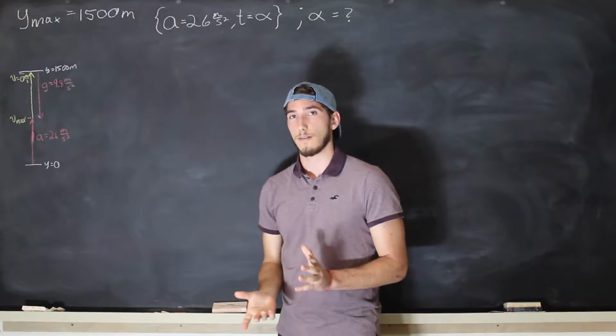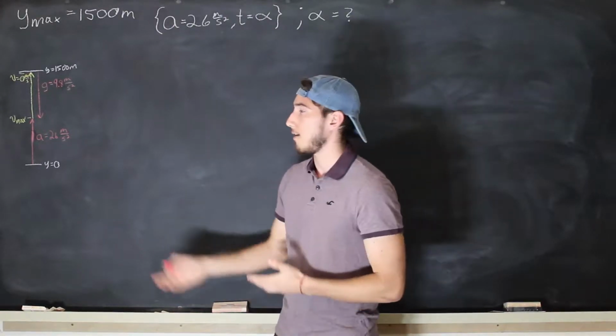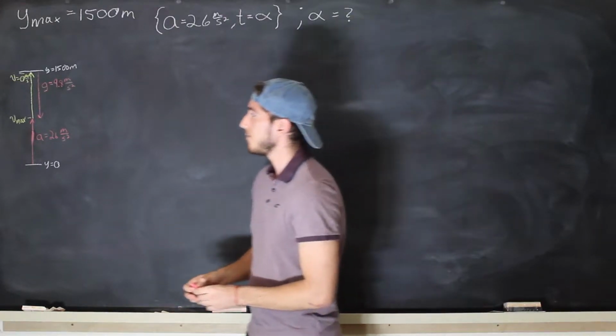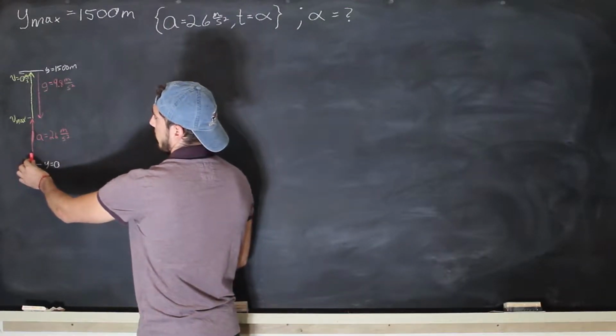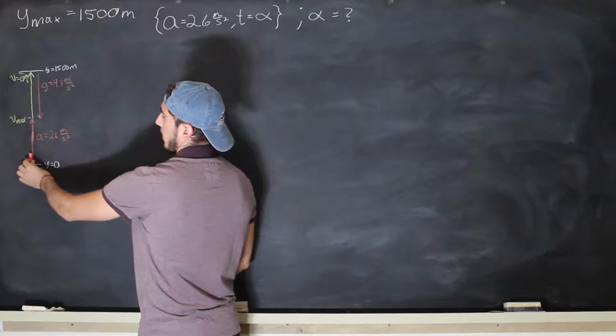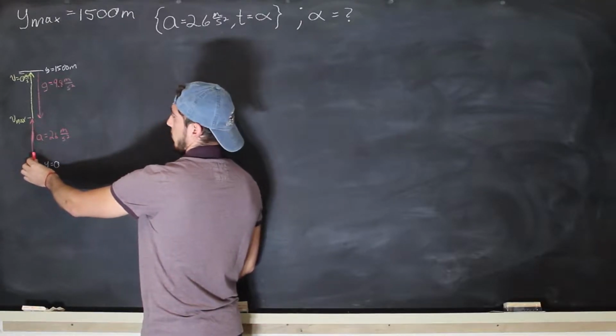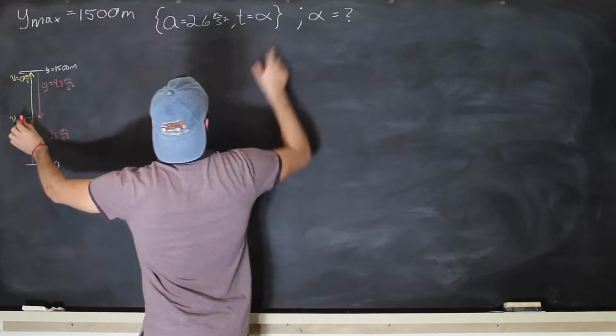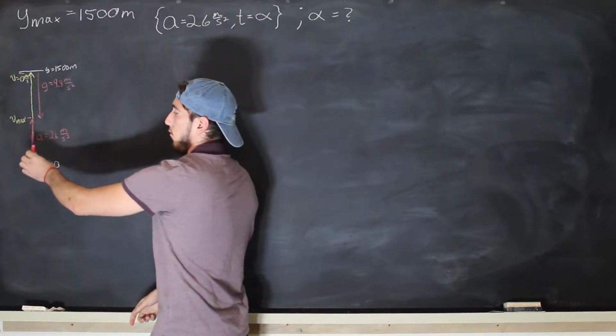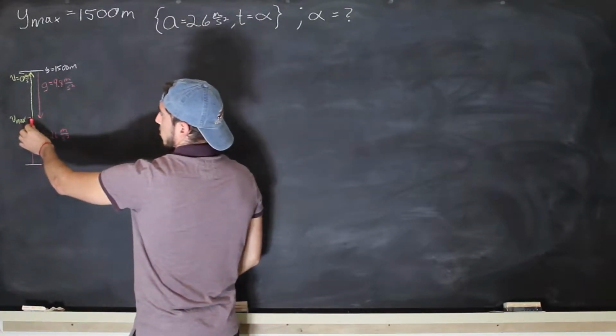So first, let's make a mental model. And I've drawn this here to help us think about it. Our rocket starts at ground level, and then the thrusters turn on, and it has a constant acceleration of 26 meters per second squared. And then at time alpha, which is what we're looking for, the thrusters turn off.